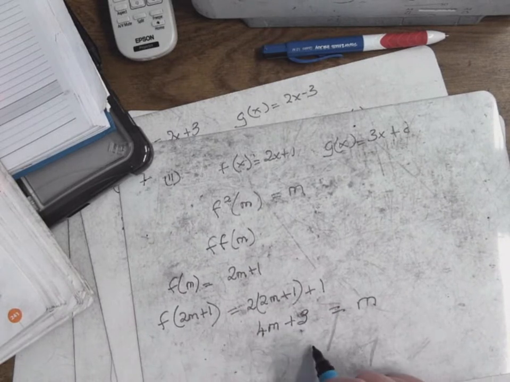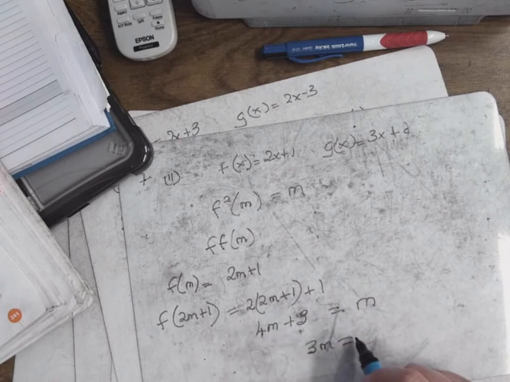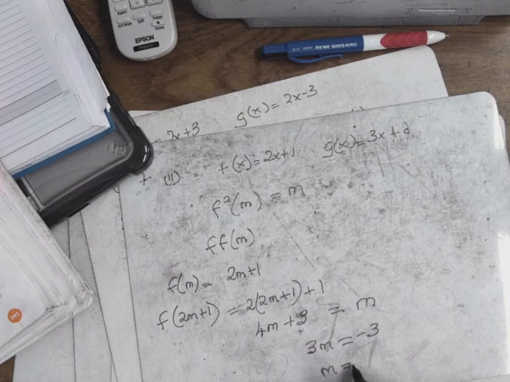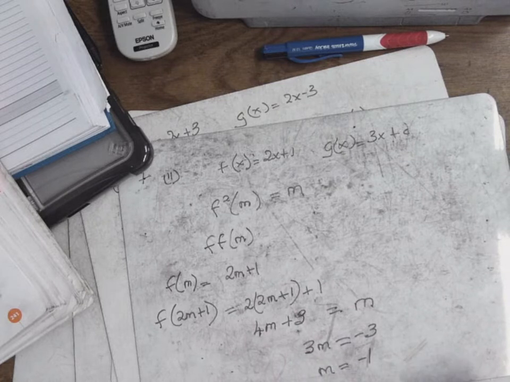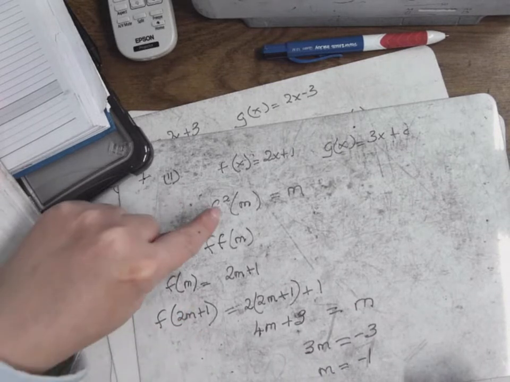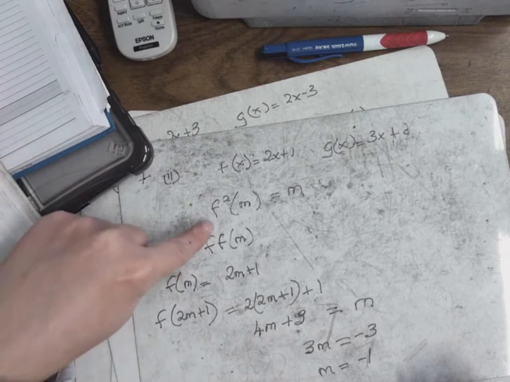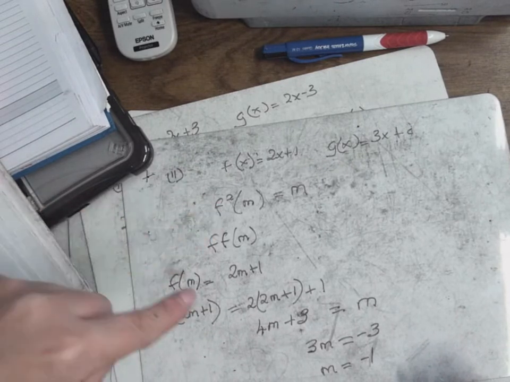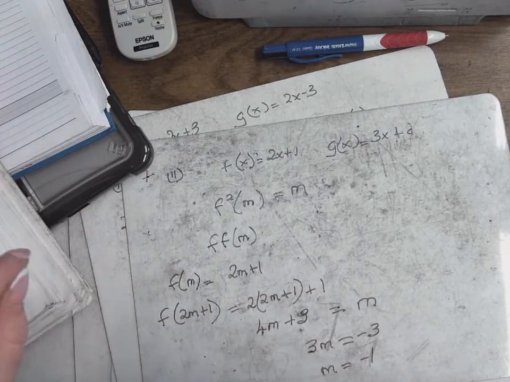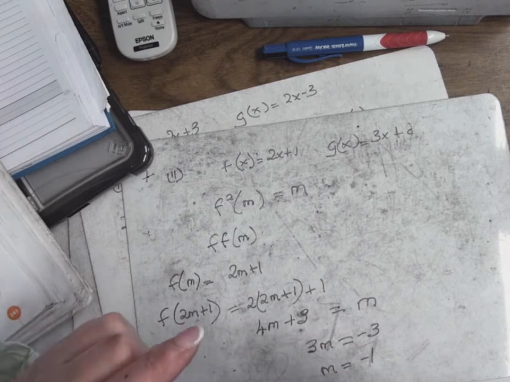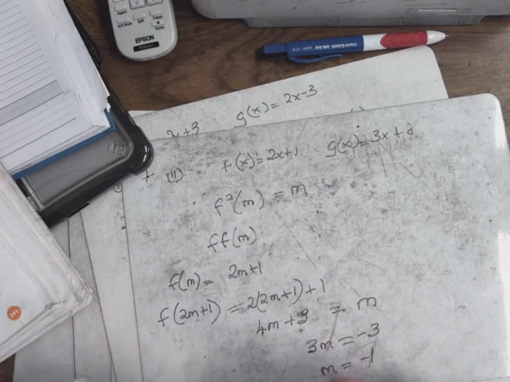Bring over that m, becomes a minus m, so I'm left with 3m. Bring the 3 that way, it becomes a minus 3. Divide each side by 3, and you get m is equal to minus 1. Is that okay? So you couldn't do that because you didn't know what f squared means. Do you know what f squared means now? It means f after f. So put it into f, take the answer, put it back into f again. Right, are we good? Right, okay.